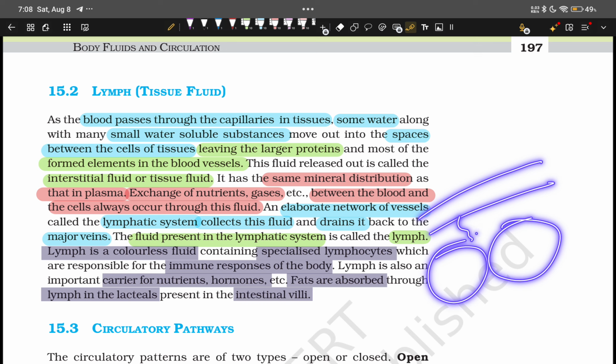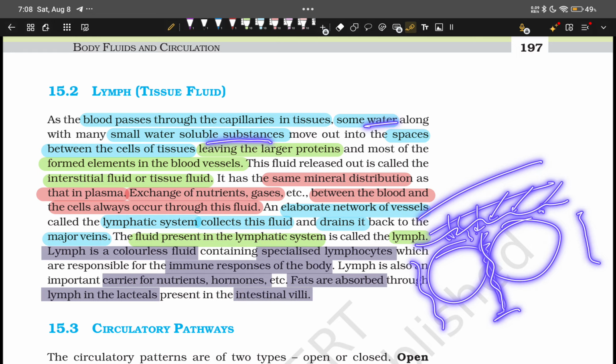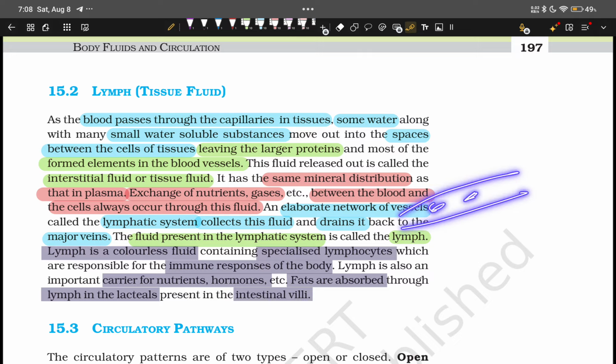Let's say these are the cells that are there. Water from this capillary oozes out or leaks out together with water soluble substances. These are then collected in the spaces between the cells of the tissue, while large proteins and formed elements remain in the capillary. The fluid which is released out is called interstitial fluid or tissue fluid, with the same mineral distribution, but the difference is that it doesn't have large proteins or formed elements.